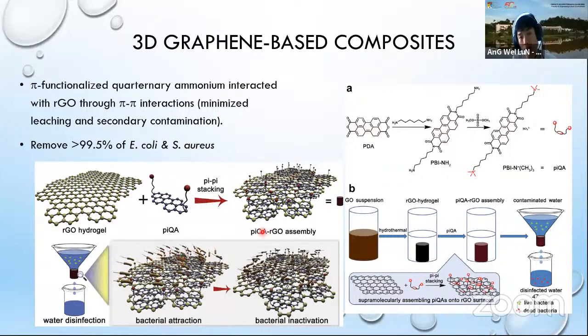Okay, so it shows the versatility of this 3D graphene composite. You can functionalize it with an antimicrobial property. So, meaning that when you filter the water, not only can you remove the pollutants, but also you can disinfect the water, okay, which is good because you combine absorption and disinfection together in one step.